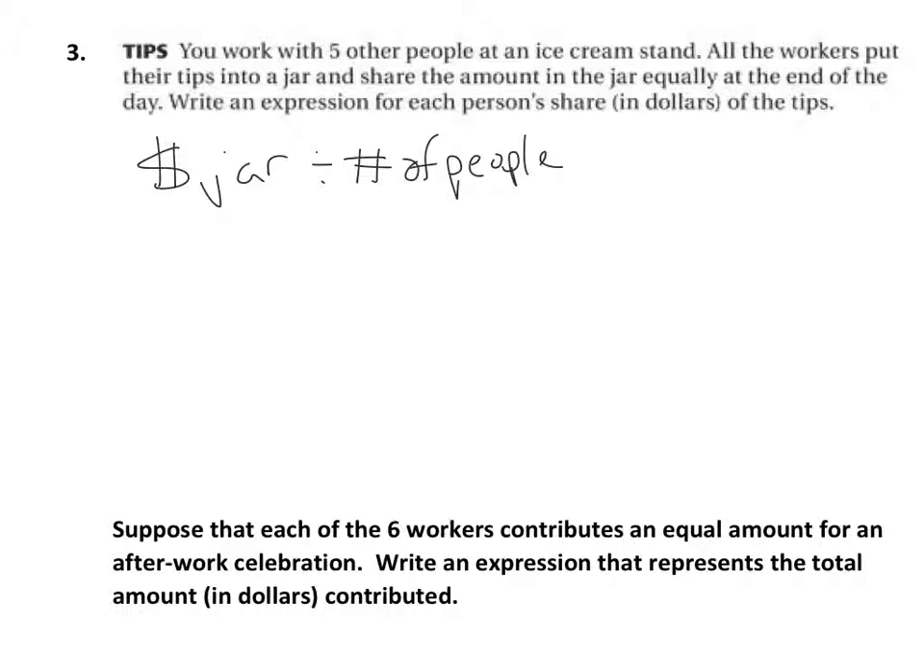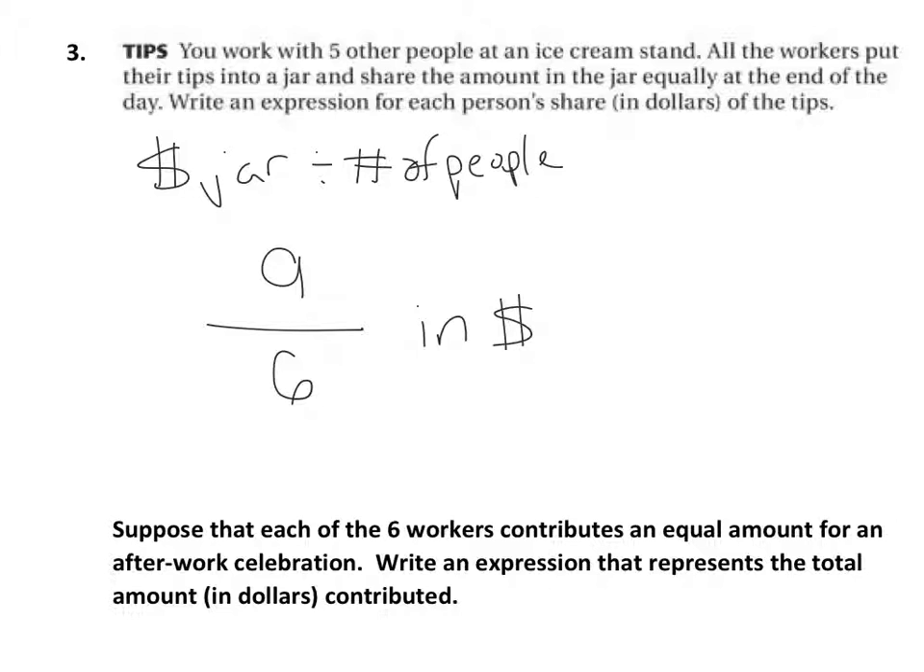Well, do we know the dollars in the jar? No, so we just say A for amount. Do we know how many people? Yes, it says you work with 5 others, so it's a total of 6. So the expression is A divided by 6, in dollars. Okay?